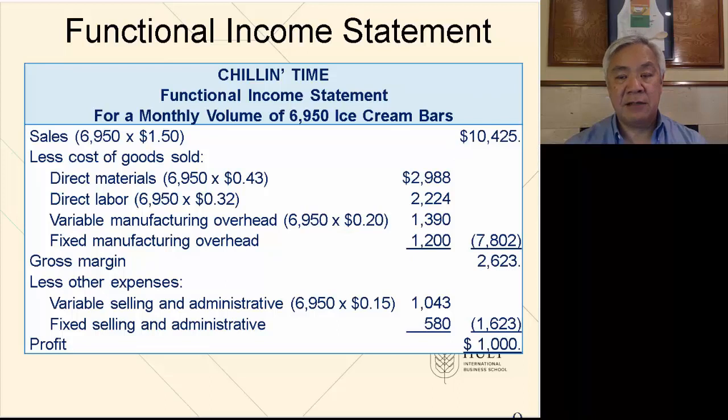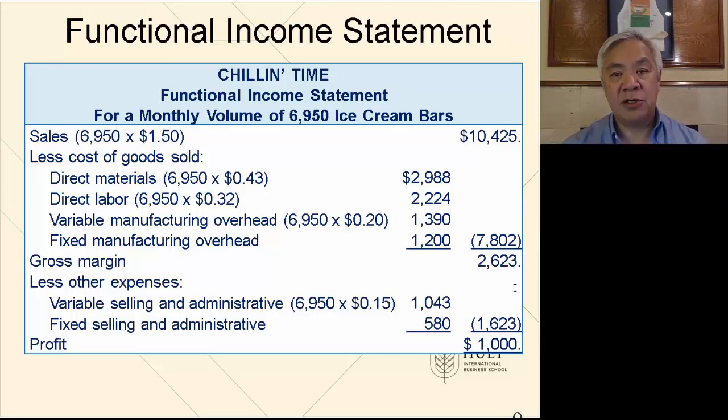Out of $10,000 in sales, the cost of manufacture is $7,800. Therefore, our gross profit is $2,623. And our gross margin can be determined by taking the gross profit of $2,623 divided by revenue of $10,425. SG&A, or selling and administrative expenses here, $1,623 for a profit of $6. We're going to look at the contribution income approach and then compare them. Keep this in your mind and we'll look at the next slide.